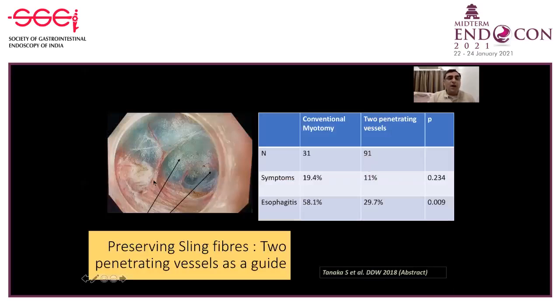So our myotomy across the G junction into the gastric side has to be on the right of these two perforating vessels and not on the left. This way we can salvage the sling fibers, and this study from Tanaka has very elegantly demonstrated that if you use this as a guide and do a myotomy posteriorly on the right side, we have very few symptoms of reflux, and esophagitis drops down to almost half, which is statistically significant.